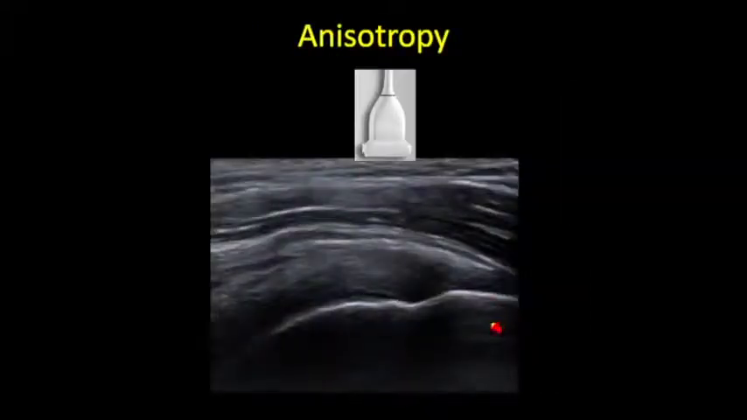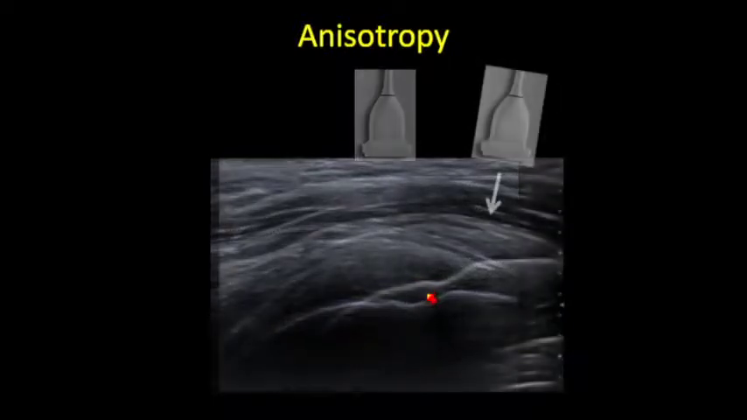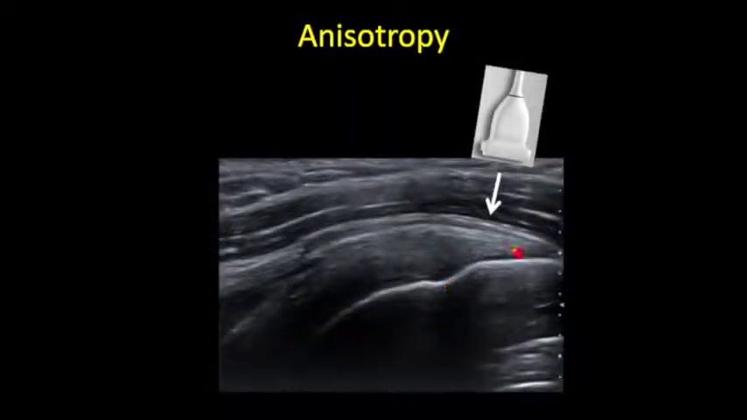This becomes particularly important when we're looking at tendons going around curved structures or curvilinear surfaces, and the rotator cuff is one good example of that. So when the beam is perpendicular here, you notice the central portion of the tendon appears more echogenic, and in order to see the more distal portion of the tendon, I need to rock my transducer in order to insonate more perpendicular to the fiber orientation.